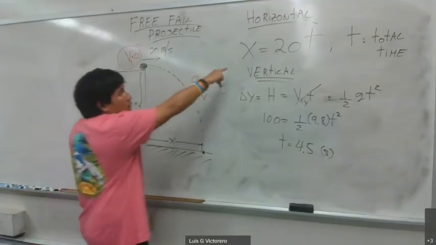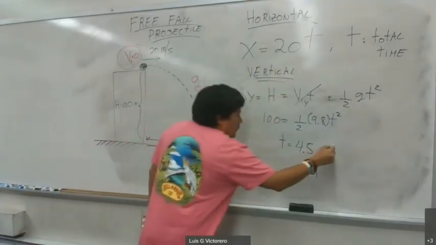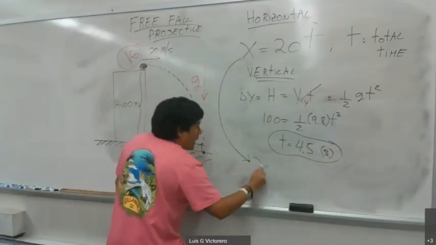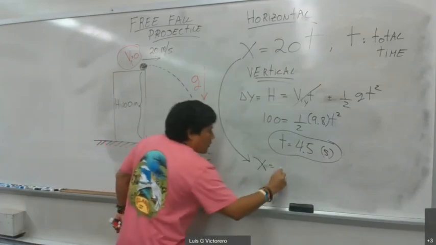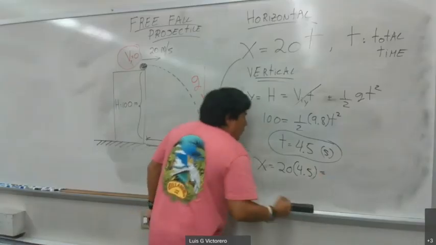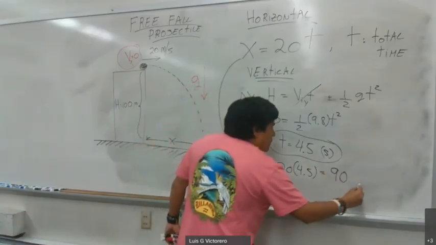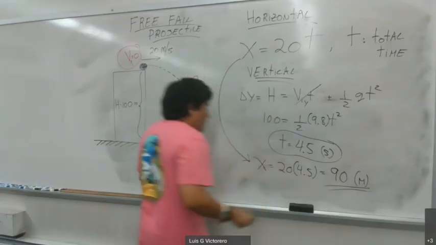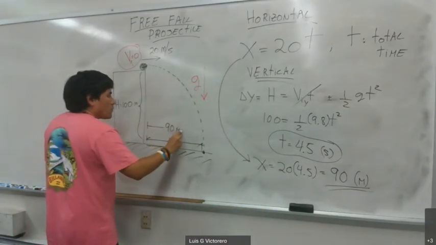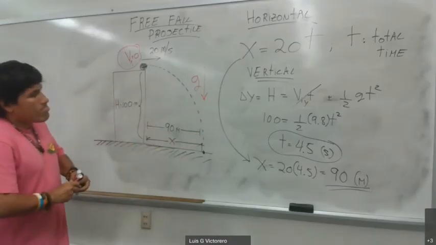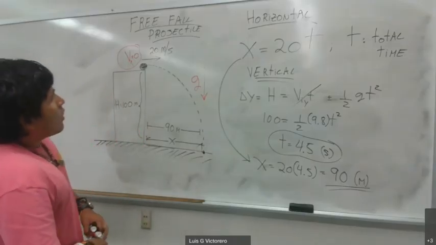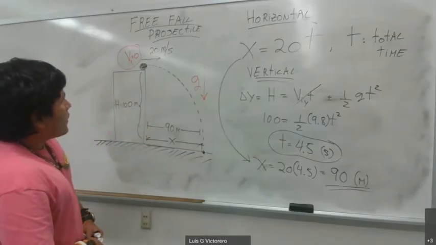So then that means I can find the value of the reach. So I have the total time in the air. So here, x is equal to 20 times 4.5. That will be 45 times 2, 90. So this is 90 meters. So that's a simplified version of projectile motion.